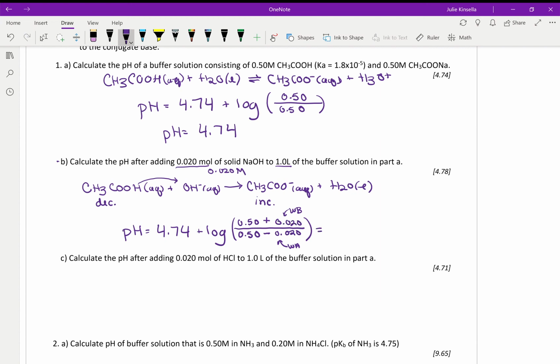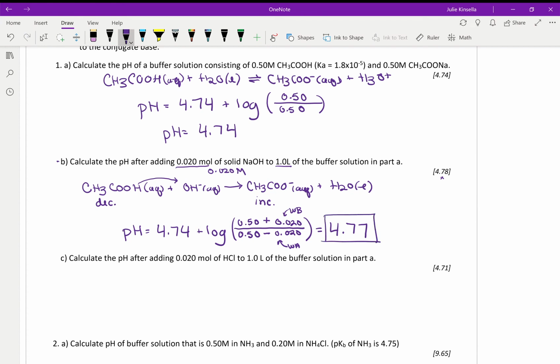Okay, so then when you do 4.74 plus the log of 0.5 plus 0.02 divided by 0.5 minus 0.02. Okay, and with this I'm going to just do two sig figs, everything is in two sig figs, that simplifies it. 4.77. And again, this one is really just based on the ice table if we were to do it that way. All right, and that would be our pH.